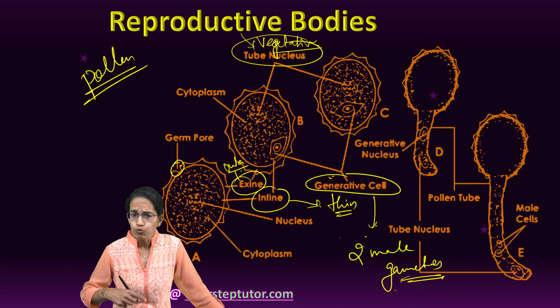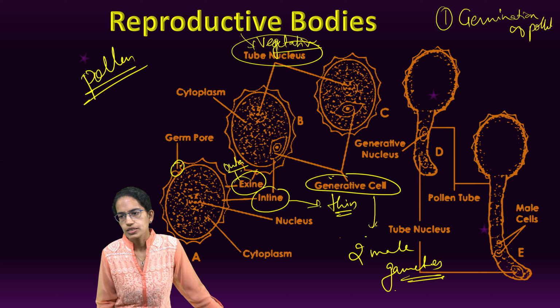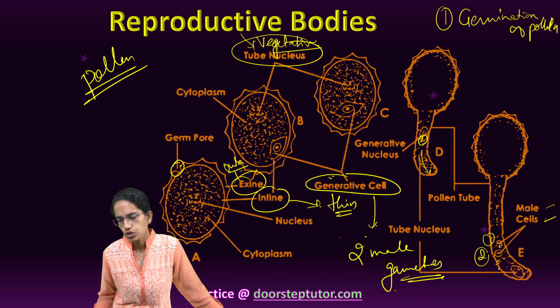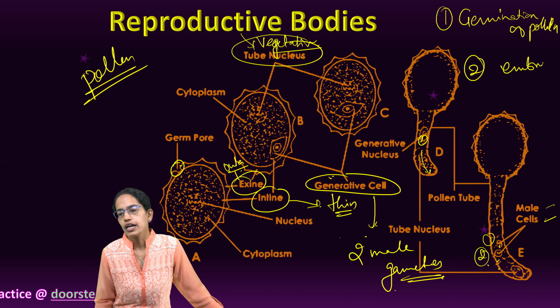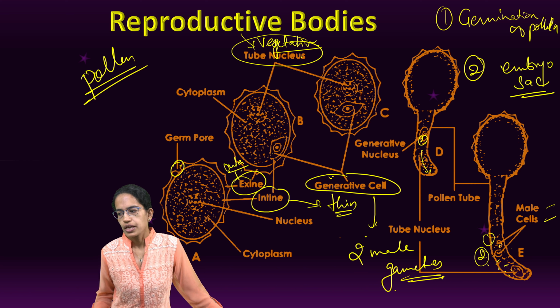Now, what is the process of fertilization? The first is germination of pollen tubes. Now when there is germination of the pollen tube, as you can see here, the pollen tube arises through which the generative cell actually moves, and this generative cell then divides into two male gametes, 1 and 2. The next is the entry of the pollen tube into the embryo sac. So the pollen then moves from the pollen tube to the embryo sac.